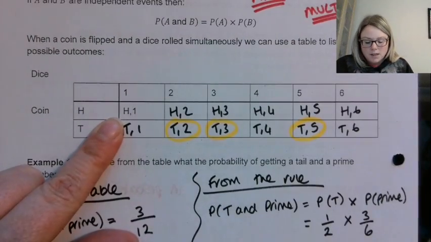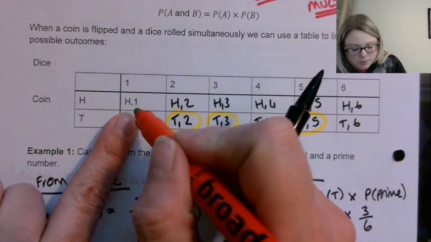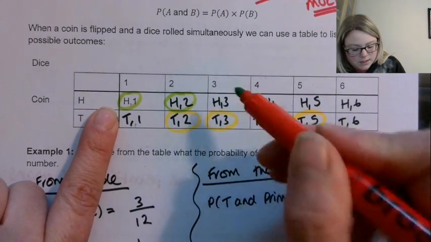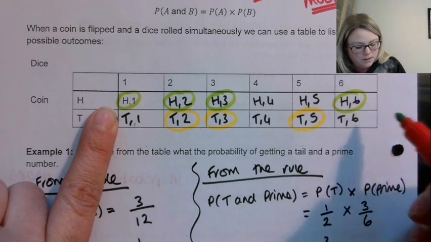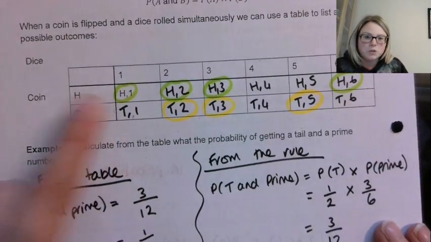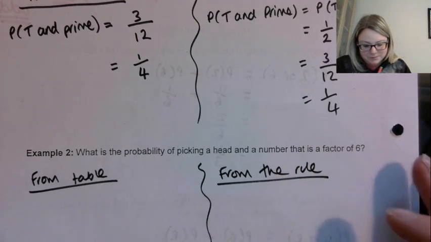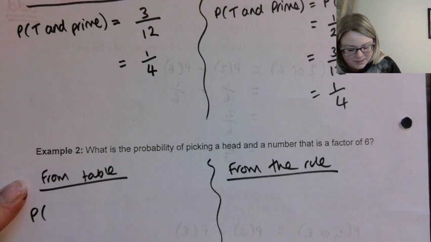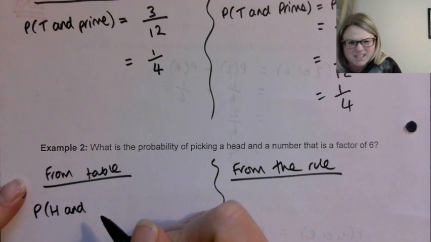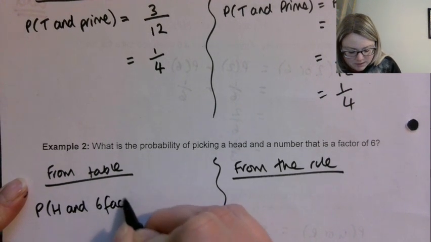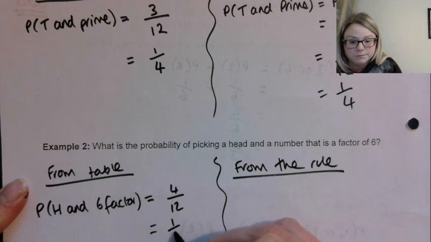So we'll do the circling thing again, heads. So it's only going to be from this top row then. Factor of 6: is 1 a factor of 6? Yes. 2, yes. 3, yes. 4, no. 5, no. 6, yes. So we've got 4 out of a total possible of 12. So probability head and 6 factor, is that how I'll write that? That's terrible. It was 4 out of a possible 12, so that's a third.